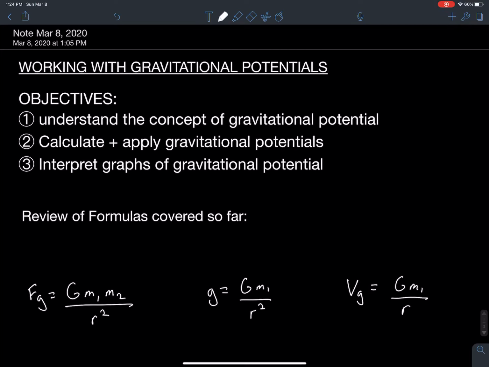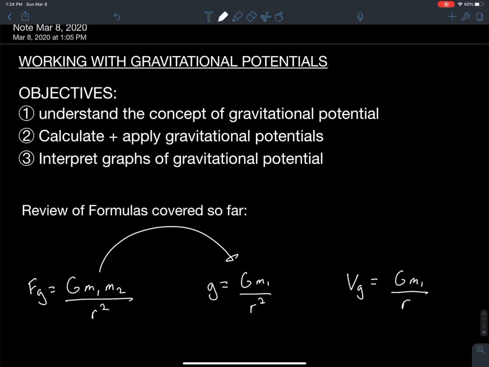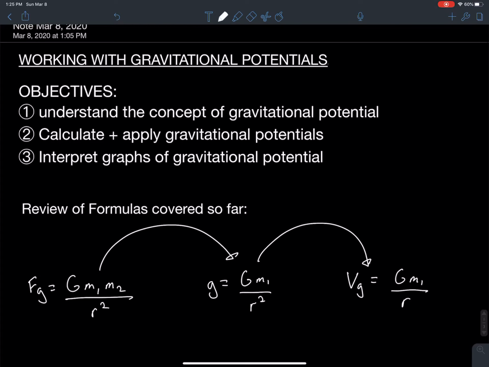Okay, so the formulas that we've covered so far, on the left here, is the universal law of gravitation, Fg equals G m1 m2 over r squared. And then I showed how we can convert that into g, the gravitational field strength, by dividing m2 from both sides. Then you'll get gravitational field strength, which is g equals G m1 over r squared. That allows me to calculate gravitational field strength at any point, very far away from the surface of a planet. And then the final thing that we looked at was calculating gravitational potential, which is the work done to move a point mass from an infinite distance away to a point in a gravitational field.